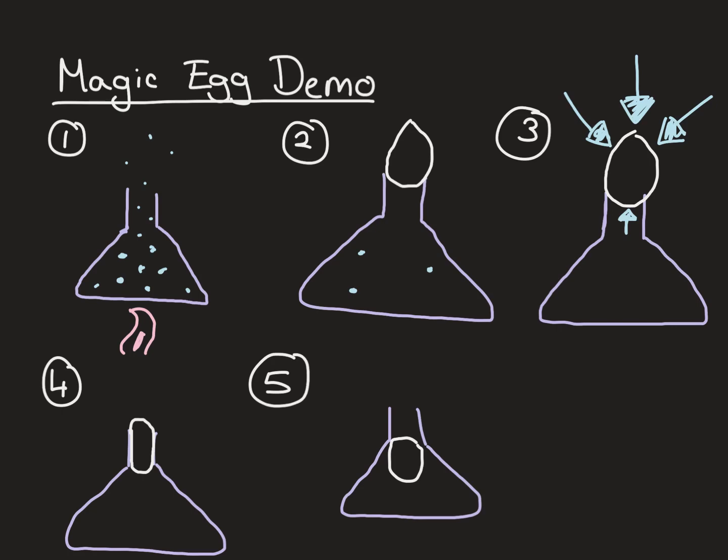So although it looks like there's a magic, secret, invisible force pushing the egg, actually what's going on is just that we've used our understanding of air pressure, how it changes with temperature, to push the egg into the flask.